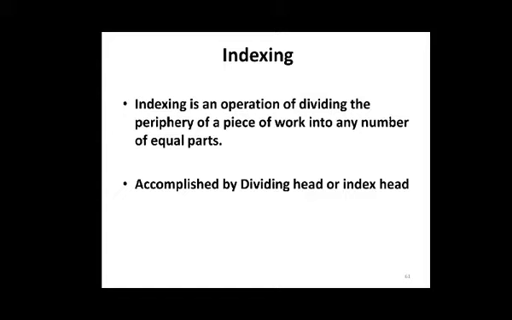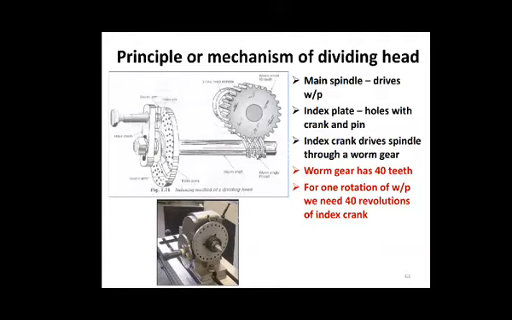The index plate has holes, with a crank and pin. The index crank drives the spindle through a worm gear. The worm gear has 40 teeth. For one rotation of the workpiece we need 40 revolutions of the index crank.